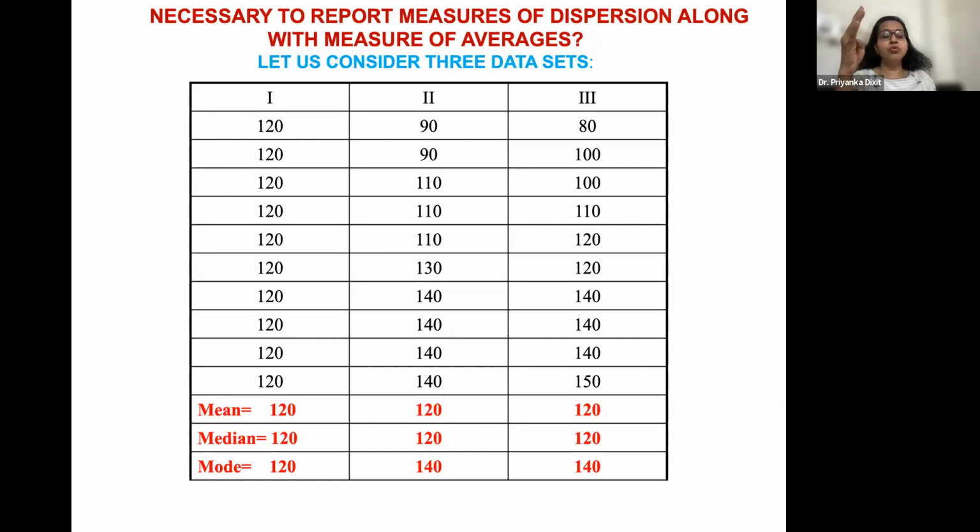So when we came to know that the mean and median of all three data sets are the same, can I conclude that all the data sets are the same because their central tendency is the same? We can't say, because we can see that there are differences in the data sets. So then we need some additional indicator to show some more properties of the data set.